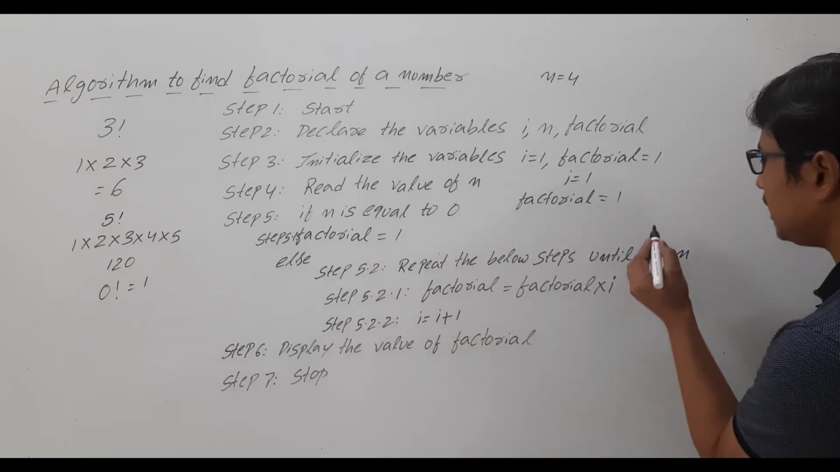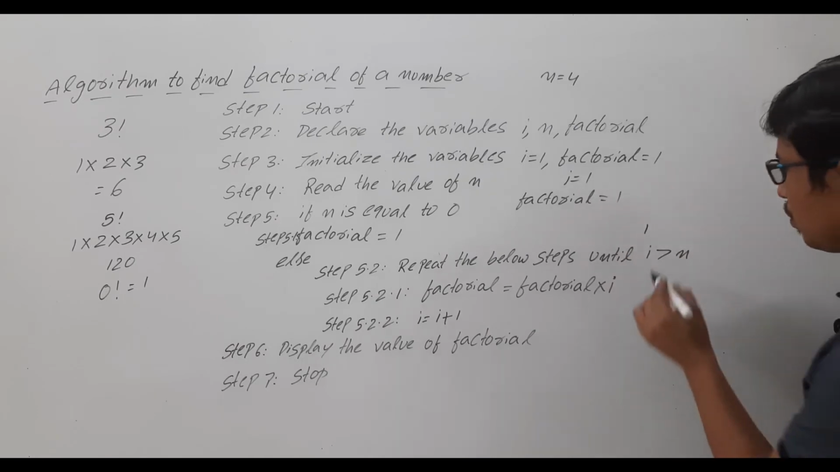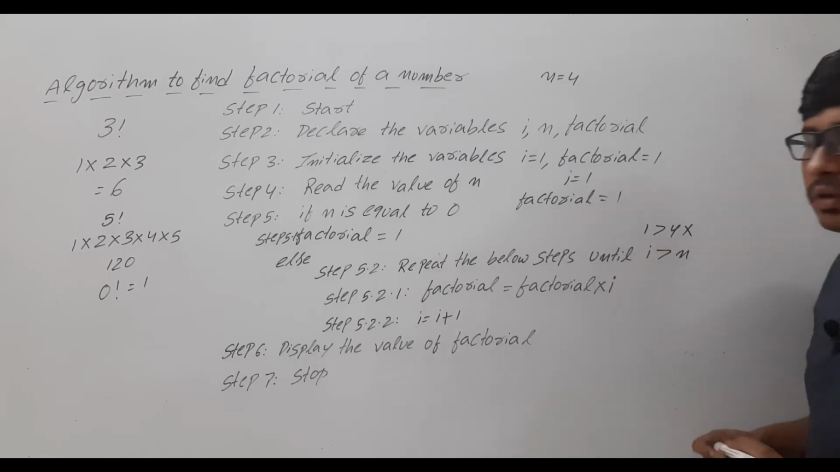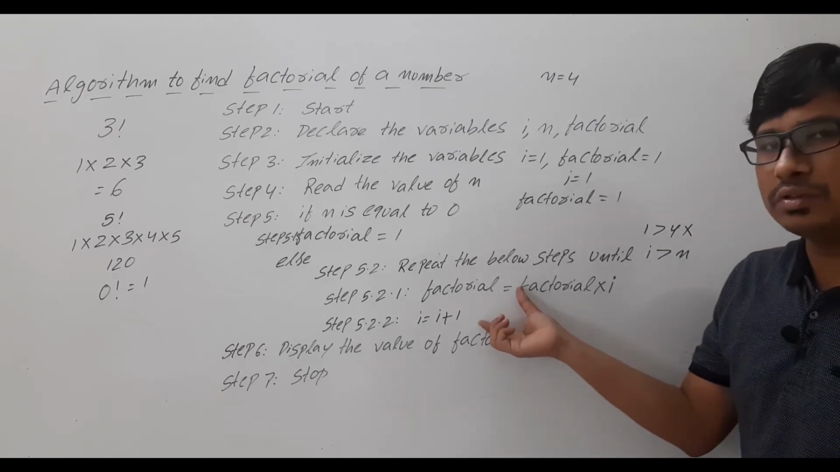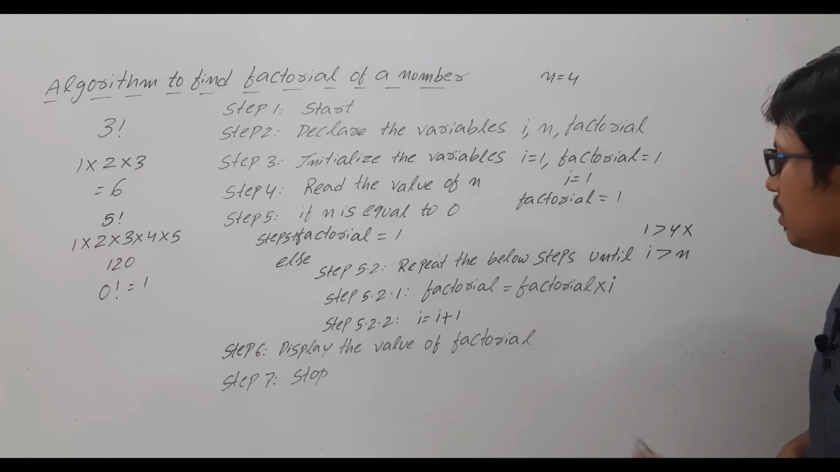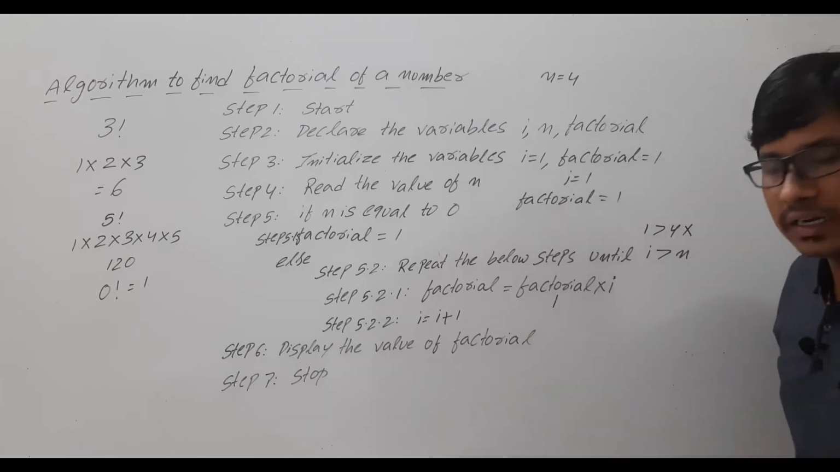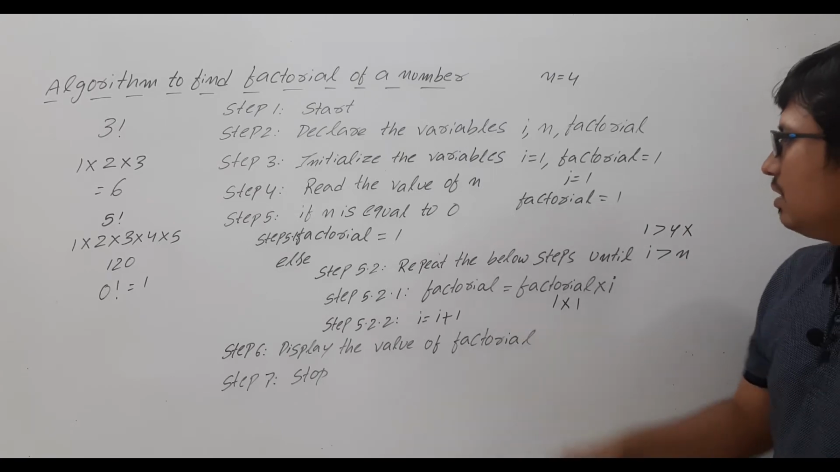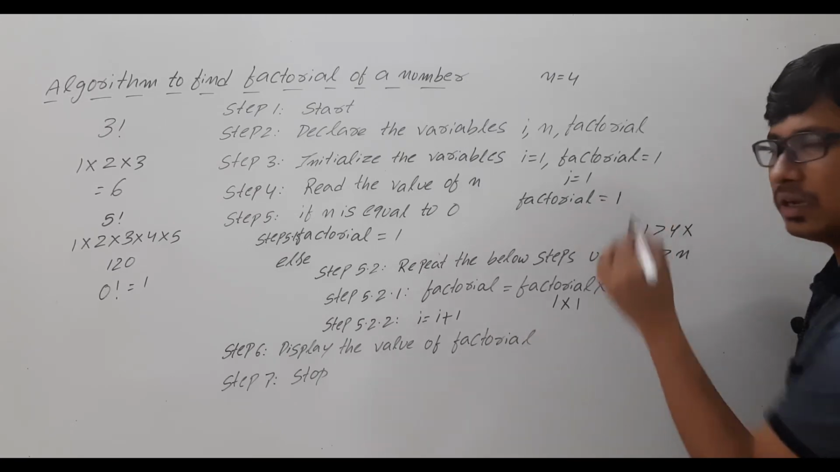You check it. I value is 1. 1 is greater than 4? No, 1 is not greater than 4. So you need to execute the steps. Factorial is equal to factorial into I. What is the factorial value? 1. What is the I value? 1. So 1 into 1, factorial is still 1 only.